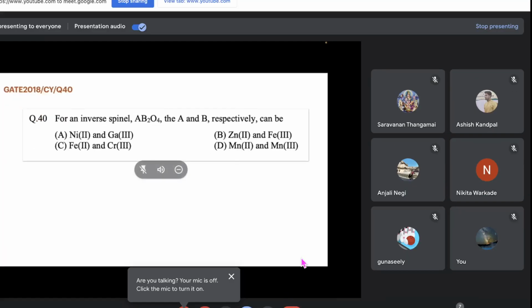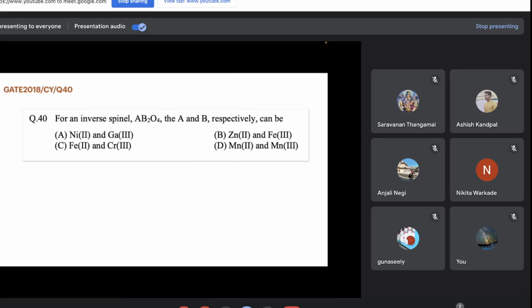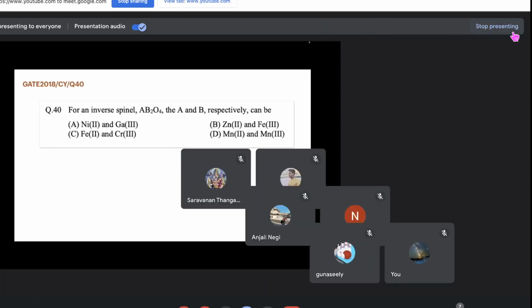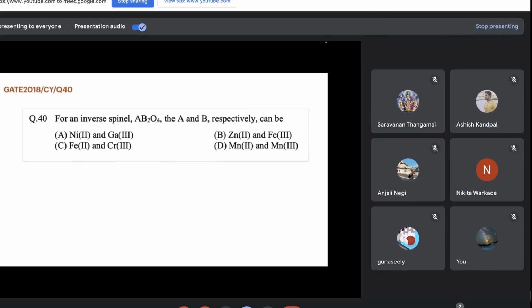Hello everyone. In this video, I will be solving GATE 2018 Chemistry question number 40. This question states that for an inverse spinel AB2O4, the A and B respectively can be. So before moving, we have to look at what spinels and inverse spinels actually are, and how to identify an inverse spinel.